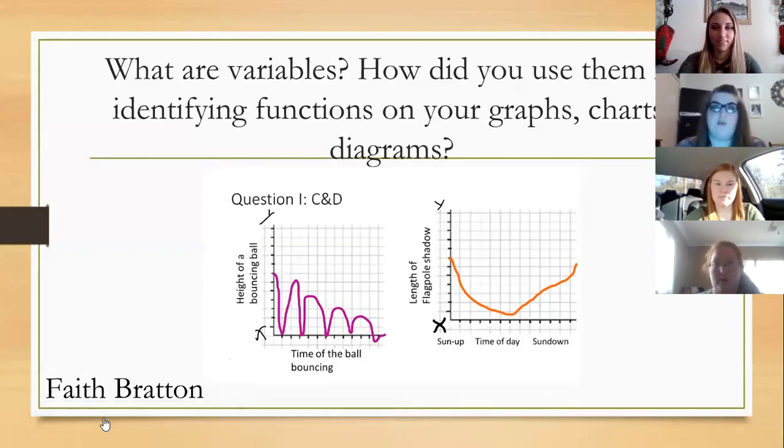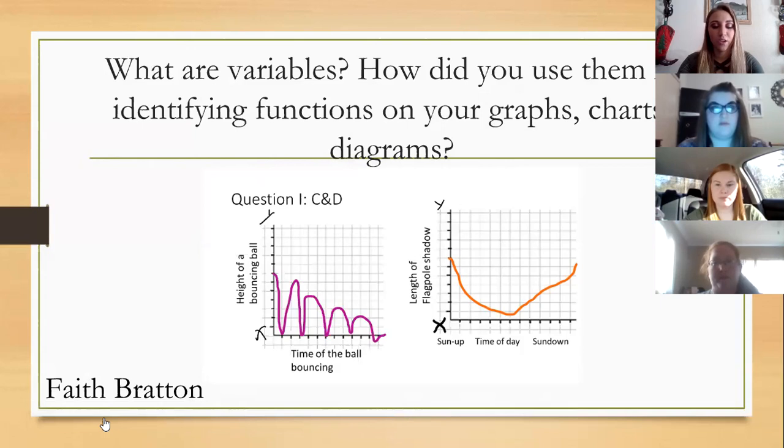So what are variables, Faith, and how did you use them in identifying functions on your graphs, charts, and diagrams? Variables can be written or used as any symbol, such as letters, as being used here. They're using X and Y. They are used to show an unknown expression. I use variables in my graphs to help explain the difference between Y and X, the exponents on the graph, and the different graphs represented in question 1. In this question, variables were used to represent the correlation of functions.